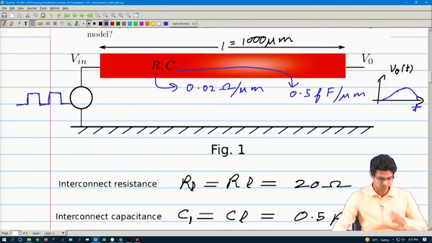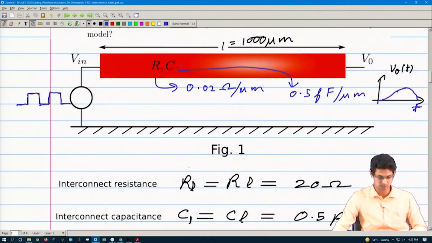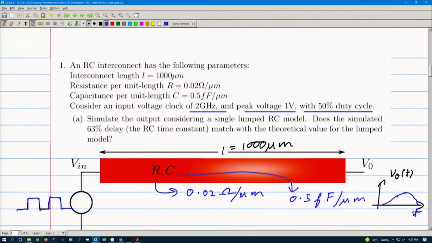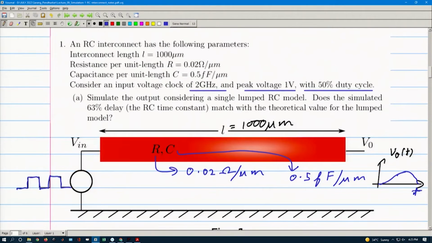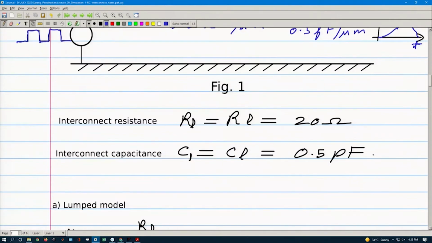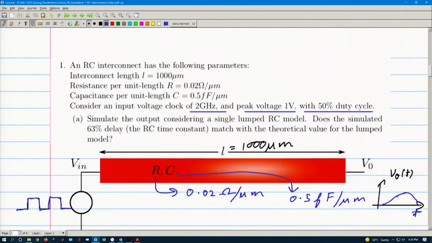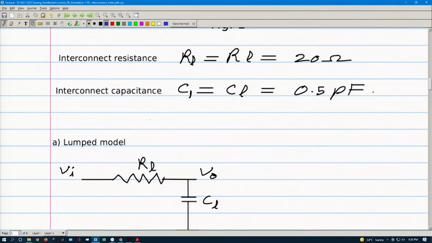If I go to the lumped model, what will be my interconnect resistance? My interconnect resistance R_L would be R times L, and if I substitute these values here, 0.02 ohm per micrometer multiplied by 1000 micrometer, I will get 20 ohms. For interconnect capacitance I can do the same thing, and if I substitute this value here, 0.5 femtofarad, multiplied by 1000, I get 0.5 picofarad. So, I have to now include these values in here.